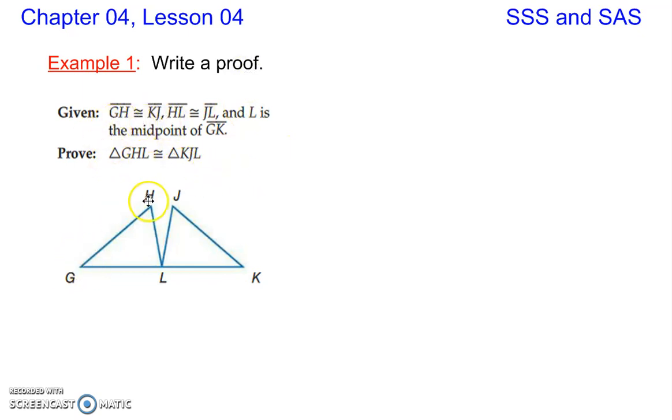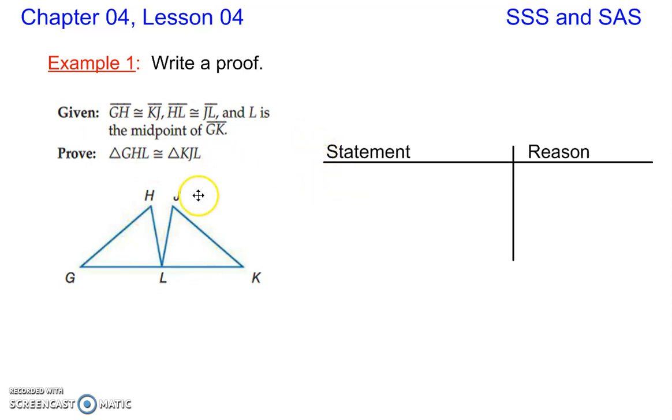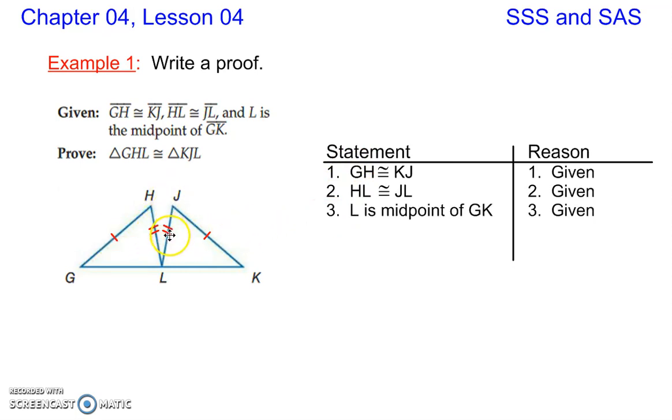We know that GH is congruent to KJ, and we know that HL is congruent to JL, and L is the midpoint of GK. We're to prove that these two triangles are congruent. So here we go. We are given GH and KJ. We are given HL and JL. And we know that L is the midpoint.